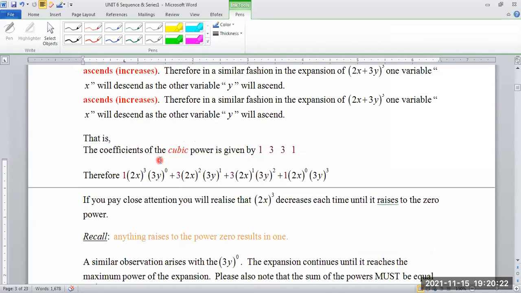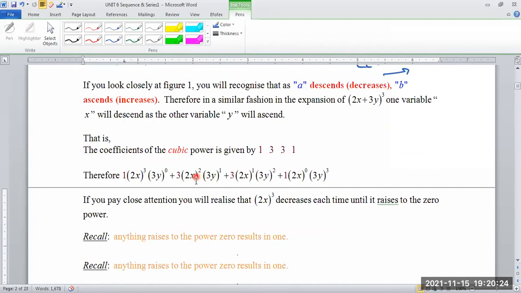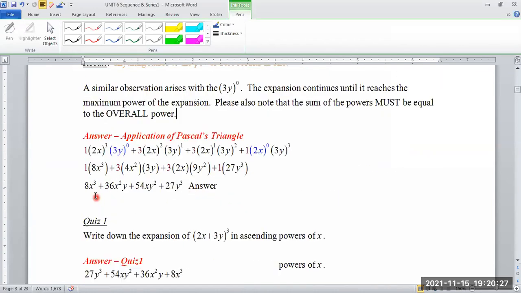So the question did ask us to write this in descending powers of x. Let us check to see if it's in descending powers of x. x cubed, then x squared, then x to the 0. Yeah, it is correct.